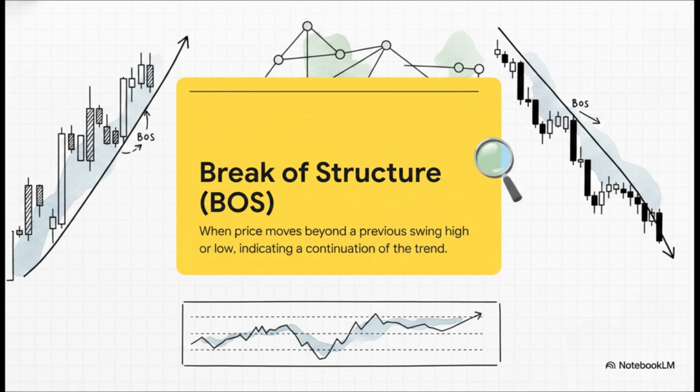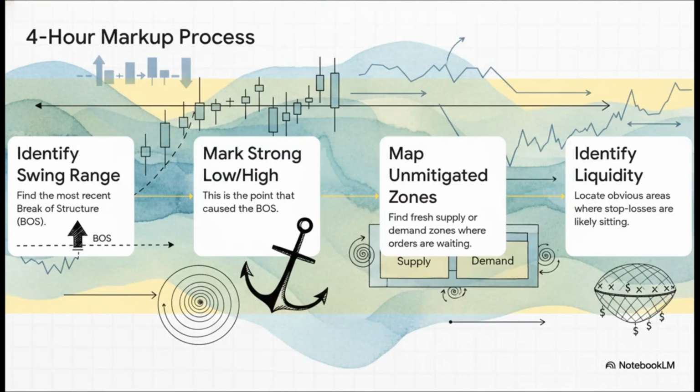It's fundamental stuff. So here's your playbook for the 4-hour chart. It's a simple 4-step process. First, you find the most recent break of structure. Second, you mark the point that caused that break. That's your strong high or low, and it defines your big trading range. Third, you map out the fresh zones inside that range. And finally, you identify where the obvious liquidity pools are. That's it. This simple markup gives you your bias.